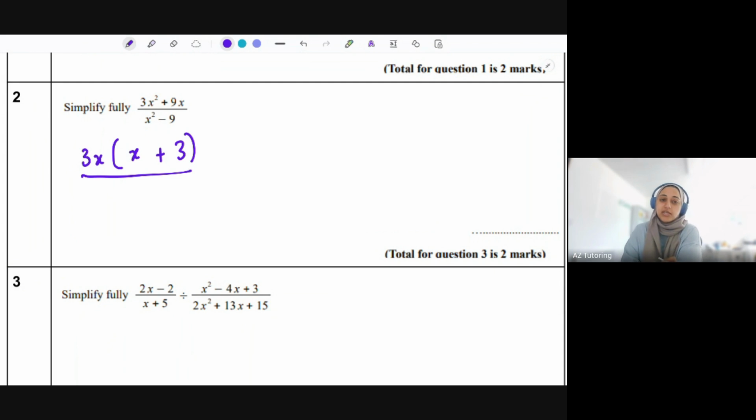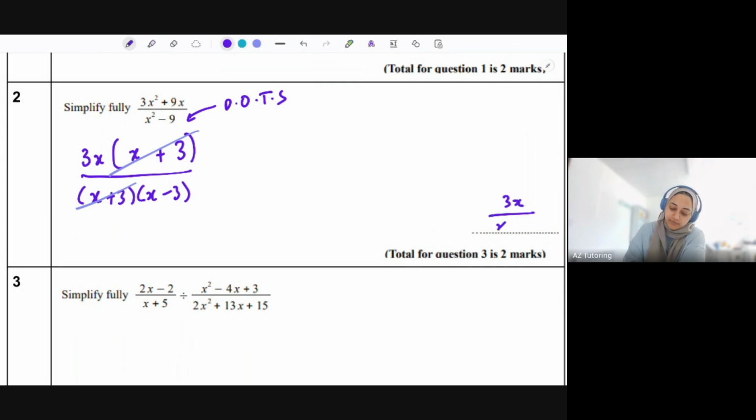On the bottom, that's difference of two squares because we've got x squared and we've got 9, which is a square number, and we've got a minus in between, so that's just difference of two squares. So for the bottom, I get x plus 3, x minus 3. So therefore, we can cancel out the plus 3 on the top and the bottom. So we're left with just 3x over x minus 3.